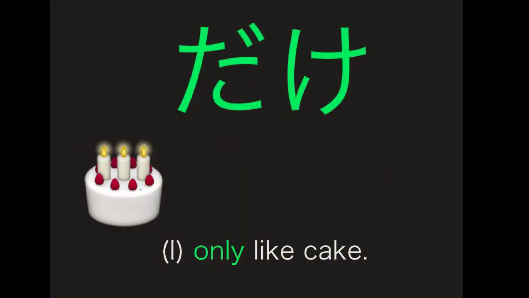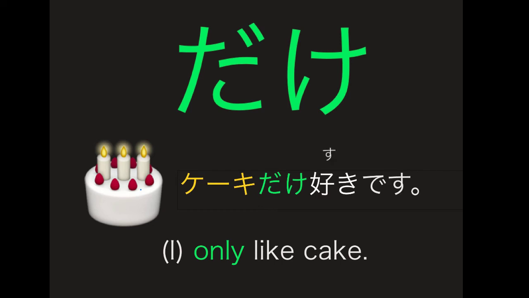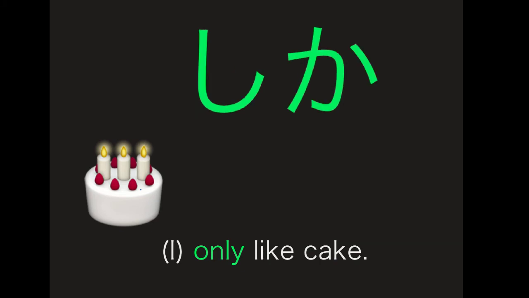Let's try using the two different forms of only to make a different sentence. See if we can make the sentence, "I only like cake," starting with dake. Keiki dake suki desu. Quite straightforward. Now let's try it with shika. Still the same sentence, I only like cake. Keiki shika suki.